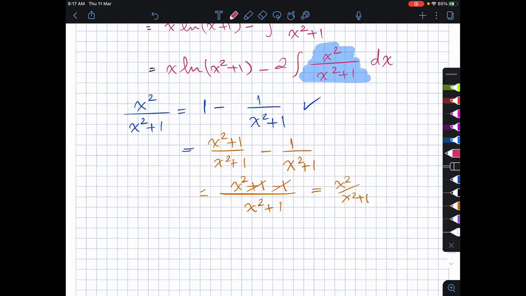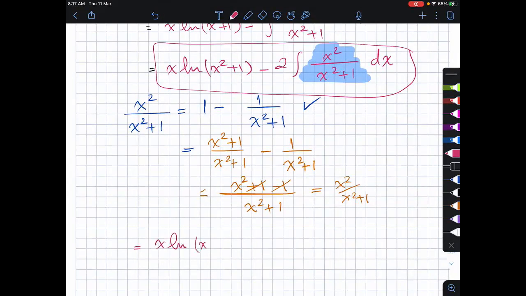So in the final step, we can quickly write x ln(x squared plus 1) minus 2, and then the integral splits into two integrals. The first one is 1 dx, and the other one is 1 over x squared plus 1 dx, whose integral is tan inverse.